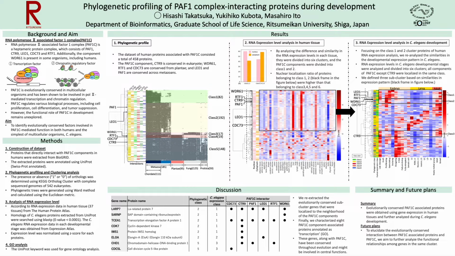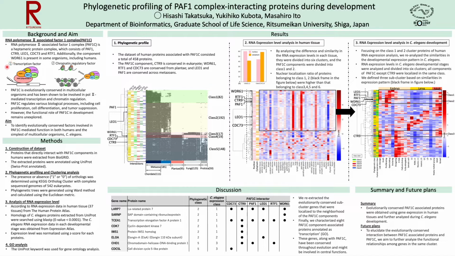Today, I will talk about our work, phylogenetic profiling of PAF1 complex associating proteins during development. RNA polymerase II associated factor 1 complex, called PAF1C, is a heteromeric protein complex, which consists of PAF1, CTR9, LEO1, CDC73, and RTF1, and is evolutionarily conserved. Additionally, WDR61 is present in some organisms, including humans.